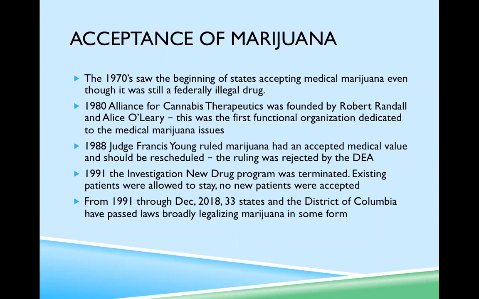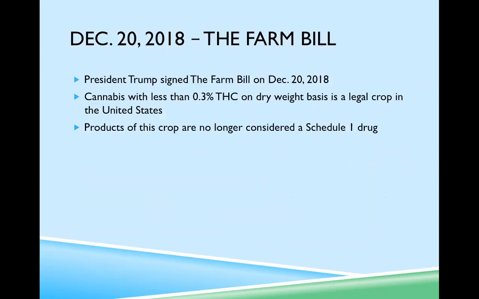From 1991 through December of 2018, 33 states and the District of Columbia have passed laws that broadly legalize marijuana in some form. On December 20th, 2018, President Trump signed the Farm Bill. This makes cannabis which is less than 0.3% THC on a dry weight basis a legal crop in the United States. Products of this crop are no longer considered a Schedule I drug.